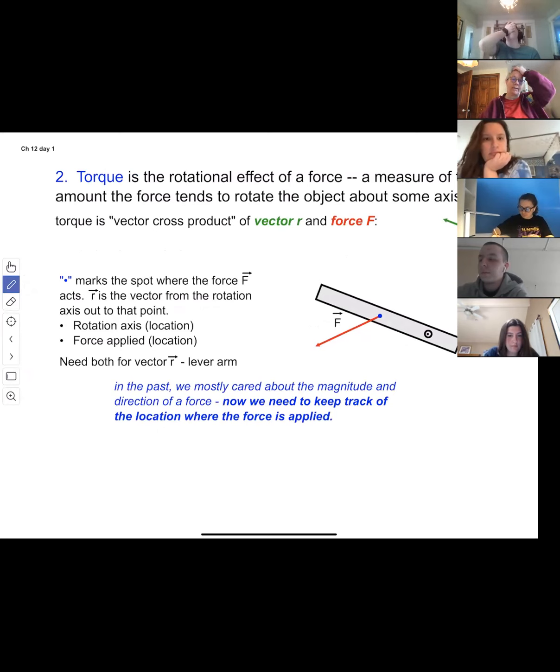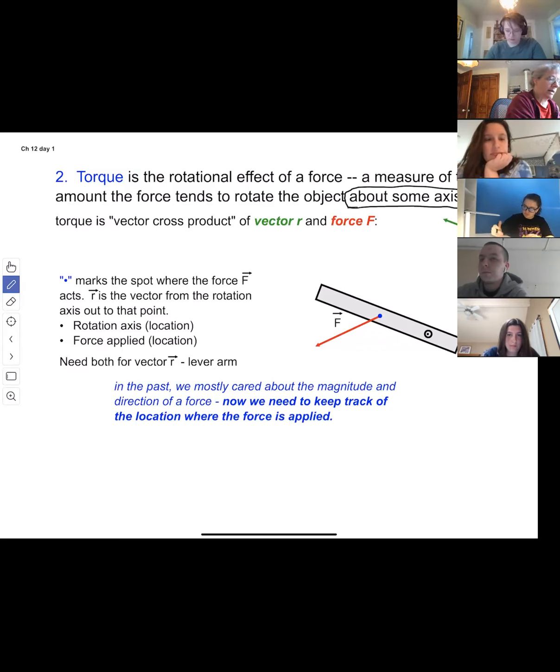Okay, and I think of torque as sort of the rotational effect of a force, right? A force can cause a torque, or won't have to cause a torque, but can at least cause a torque. And it's kind of a measure of how much the force tends to rotate an object about some axis. So I'm going to underline this, about some axis, because that axis turns out to be really, really important.